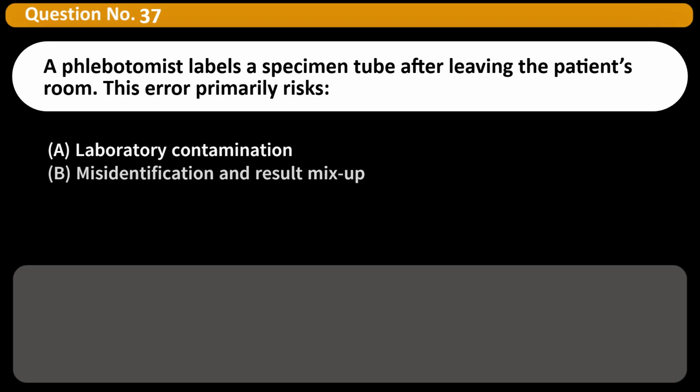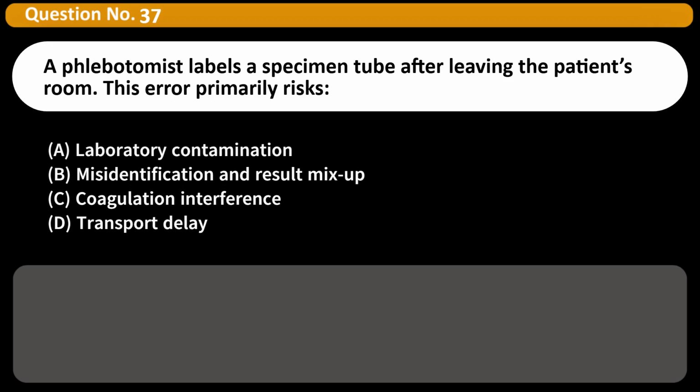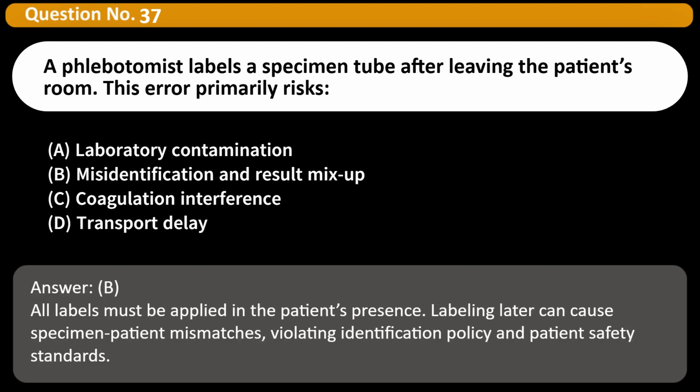A phlebotomist labels a specimen tube after leaving the patient's room. This error primarily risks A. Laboratory contamination. B. Misidentification and result mix-up. C. Coagulation interference. D. Transport delay. Answer: B. All labels must be applied in the patient's presence. Labeling later can cause specimen-patient mismatches, violating identification policy and patient safety standards.